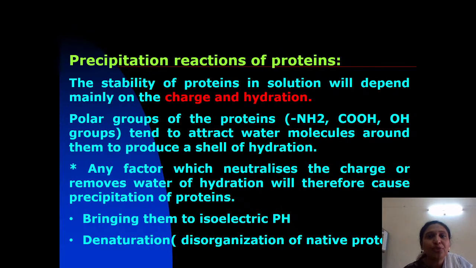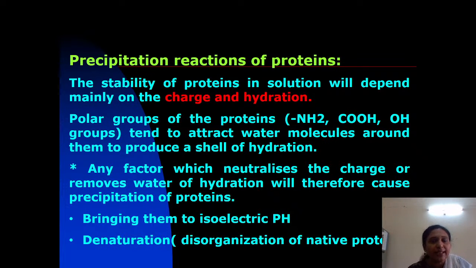Suppose the factor neutralizes the charge on the surface, what will happen? It brings the protein to its isoelectric pH, means making it neutral. At neutral pH, proteins are least soluble, giving precipitation. Or if the factor decreases the shell of hydration, so decreases the availability of water, what will happen? Protein-water interactions are going to decrease and protein-protein interactions are going to increase. Because of that, aggregation of the protein occurs, which results in the formation of a precipitate.